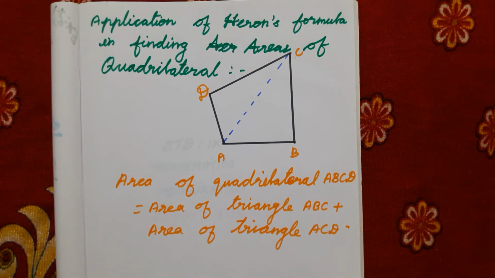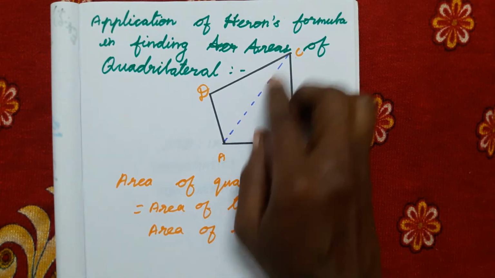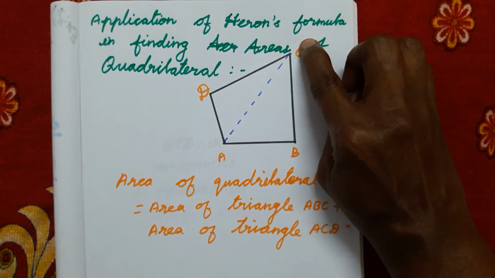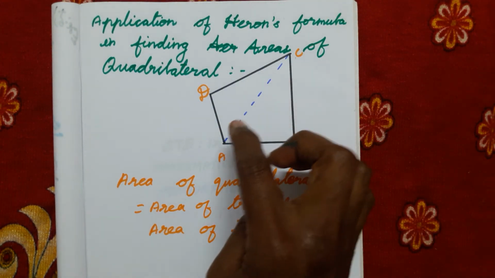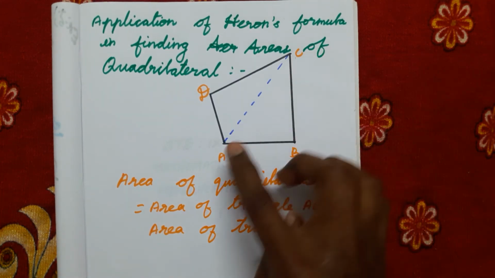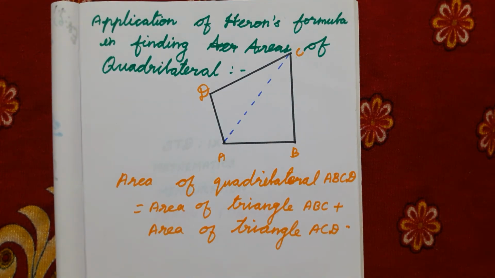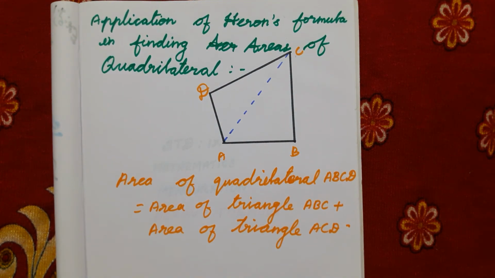Using Heron's formula, we can find the area of quadrilateral ABCD. We have to join a diagonal. AC is one of the diagonals. So area of quadrilateral ABCD is equal to area of triangle ABC plus area of triangle ADC. Have you all understood this? Any doubt? Okay, please learn this.